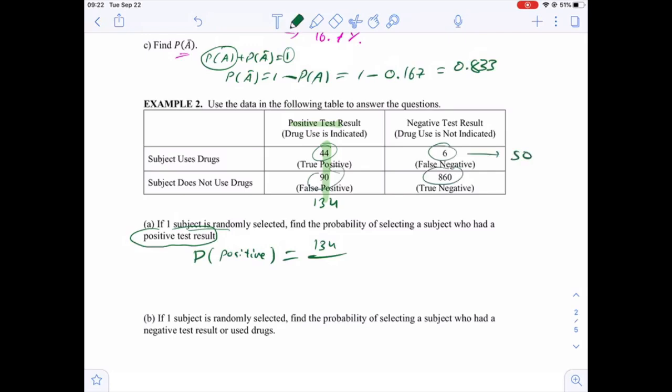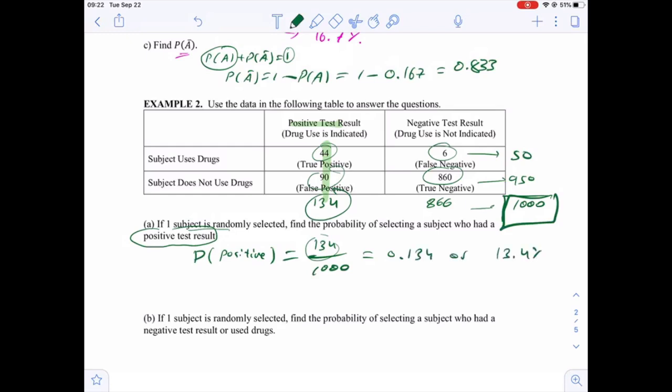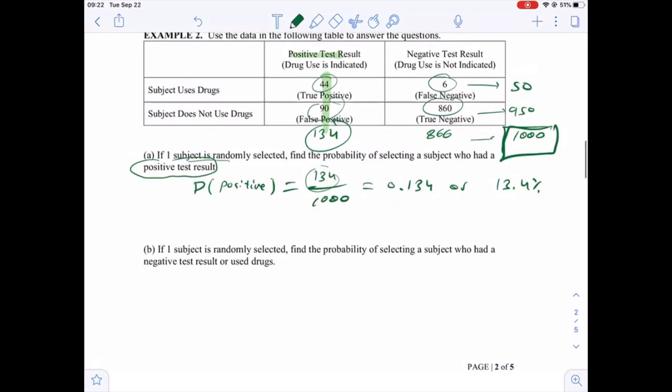We need to find the sum of all these numbers. Here we have 50 on this row. On this row we have 950. So the sum is 1000. And here this is 134. This is 866. The sum is 1000. So 134 out of the total number of people in this experiment, which is 1000. So that's 0.134, or in percentage 13.4%.